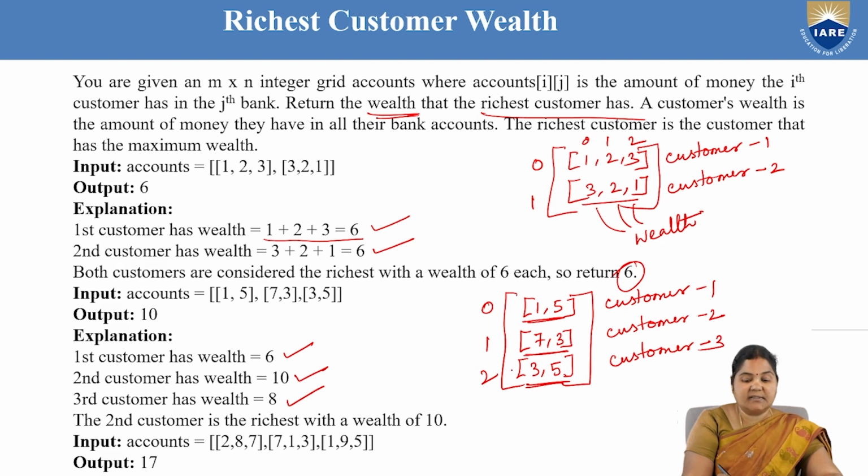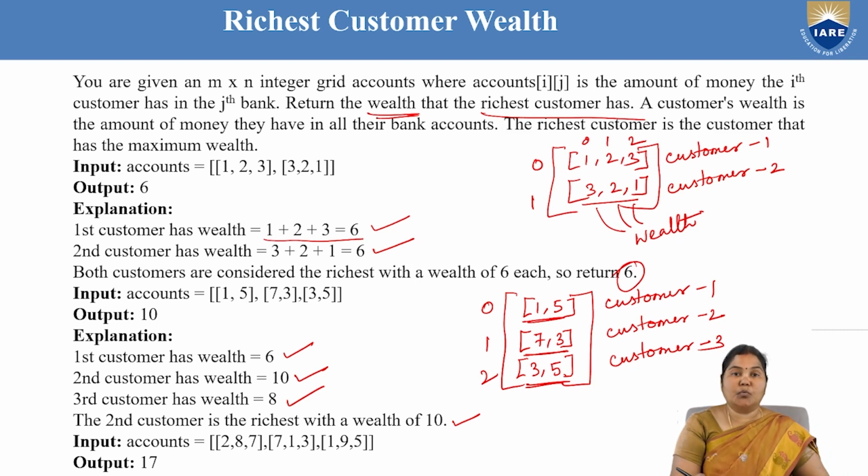So who is richest? Second customer is richest. So the second customer is the richest, with wealth 10. Okay, similar way you can check with the third one also. Now how to write down the code for this problem?